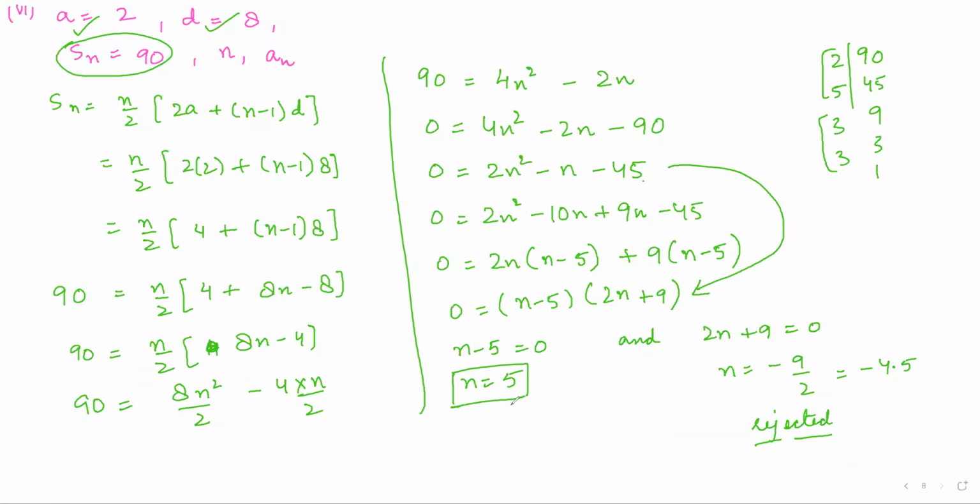Now you know n, right? You know a, which is given in the question. You know d. You can find an. So I'm not going to find it. You will find an. An means ultimately a5 you have to find, right? Because n is 5. So a5 you have to find now.